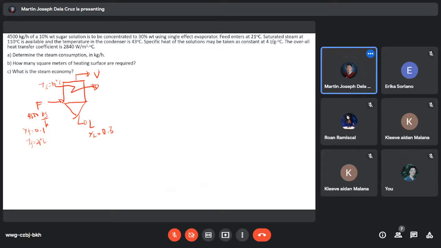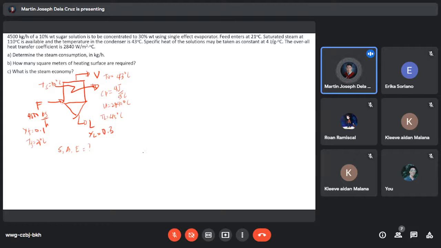Ano pa? And condenser. So, your T here, parehas lang siya kay TV, which is 43 degrees Celsius. Parehas lang din siya kay TL, which is 43 degrees Celsius. So, in here class, you have a CP pa pala. CP is equal to 4 joule per gram degrees C. And then U is equal to 2840. So, hinahanap natin is steam. Ano pa? Area. And yung steam economy.